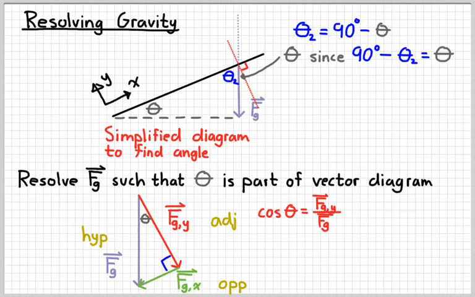So if I wanted to know what the y component is, I could use the cosine function. If I wanted to know what the x component was, I could use the sine function.